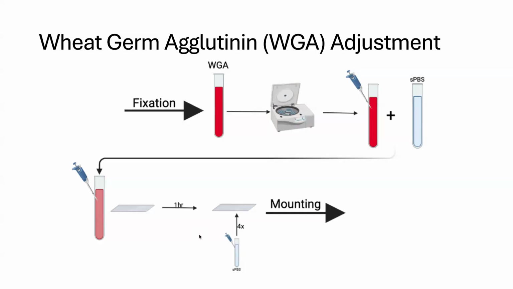We added the WGA to SPBS, and then we added that mixture to the cover slip and let it sit for an hour at room temperature, covered to avoid any bleaching of the stain. We then washed it 4 times with sterile PBS, and then went through the same mounting process as before, knowing that this process occurs right after fixation.